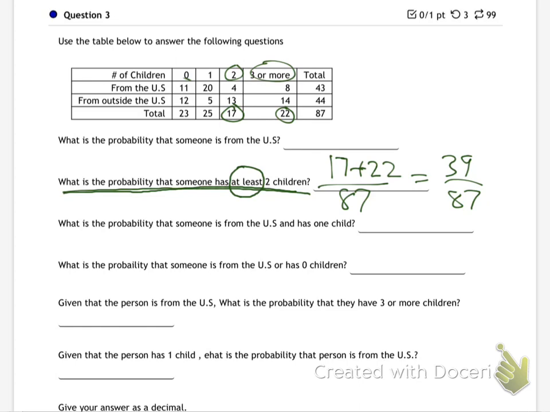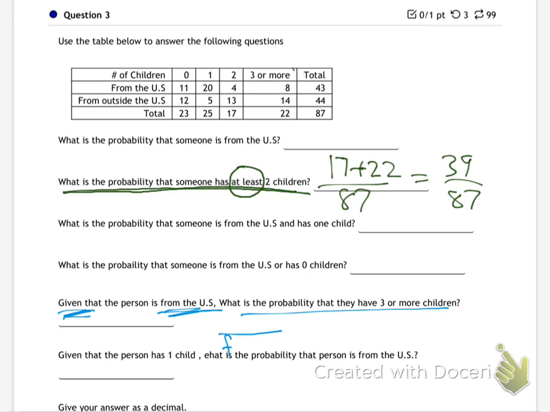Let's jump down to the given. I think the rest will be straight for you. Given that a person is from the U.S., what's the probability they have 3 or more children? Yeah, so the given is going to limit things. Whenever they give us a given, that's going to narrow the field. We're not talking about every kind of person now. We are given the information that it's somebody from the United States.